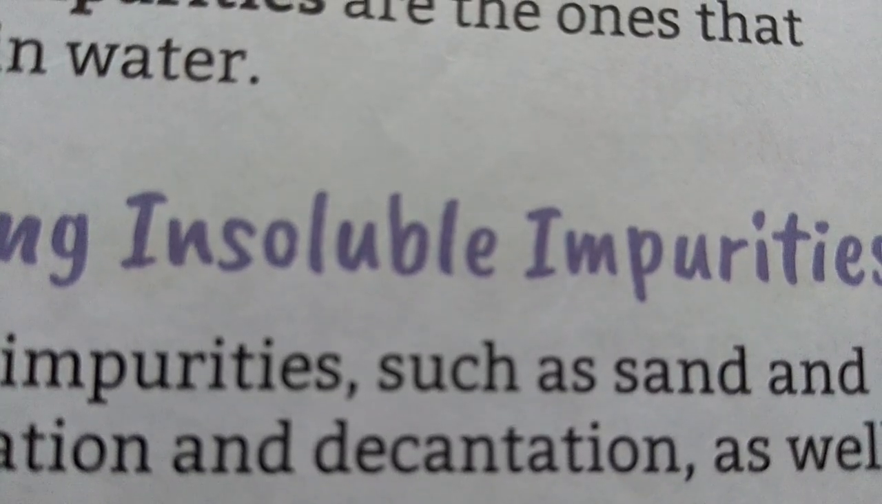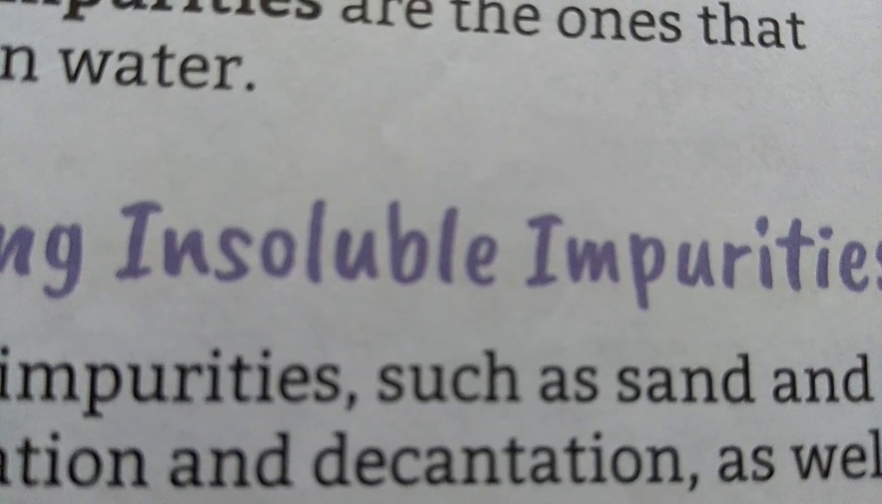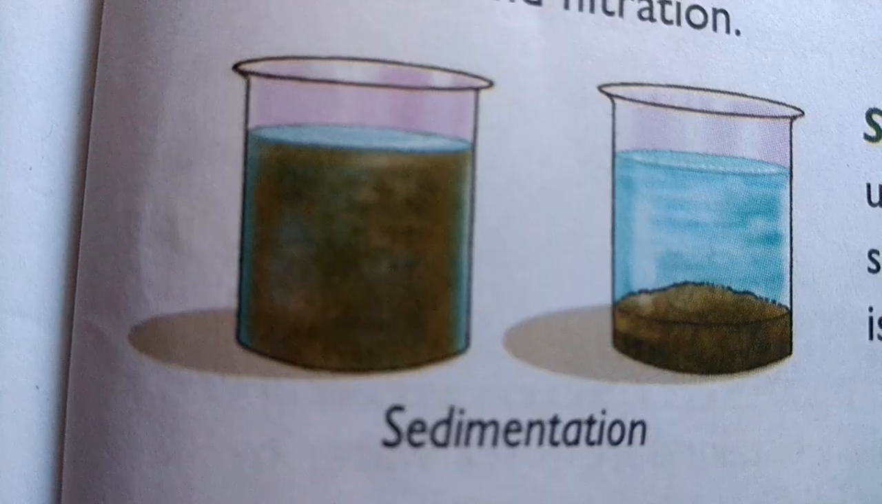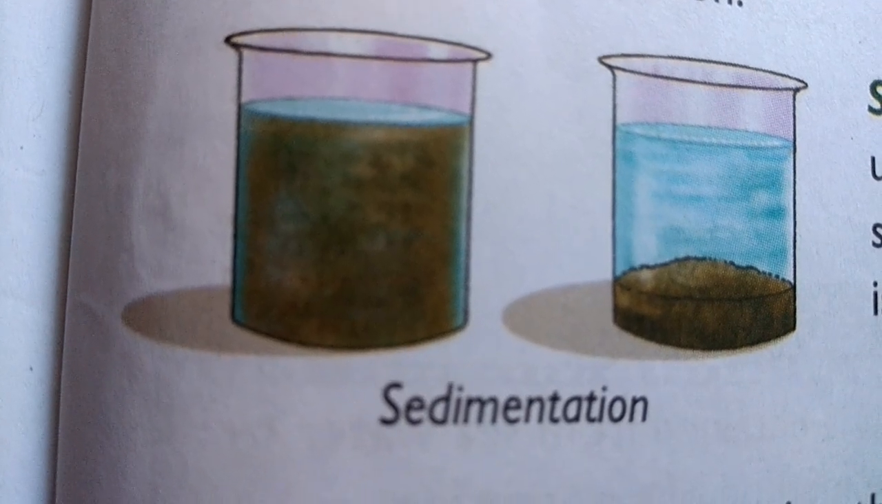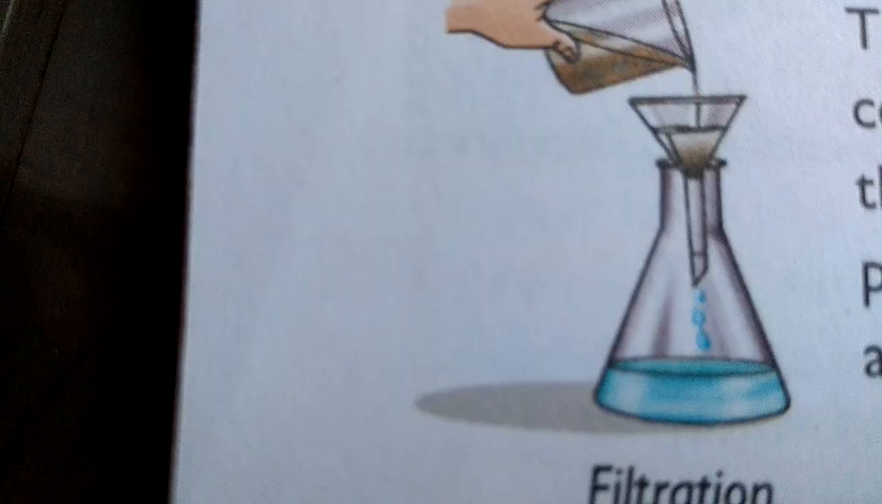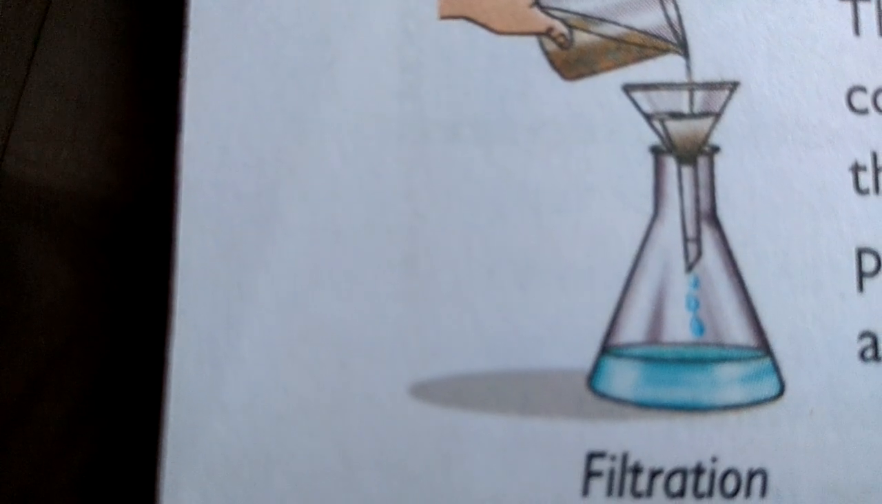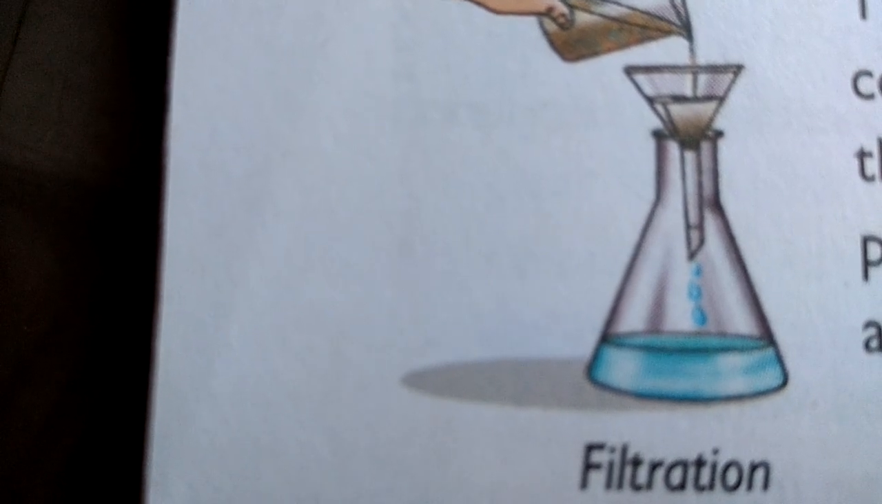Insoluble impurities are removed from water by three methods. The first one is sedimentation. The second is decantation. Third is filtration. Now let us study all these methods in brief.